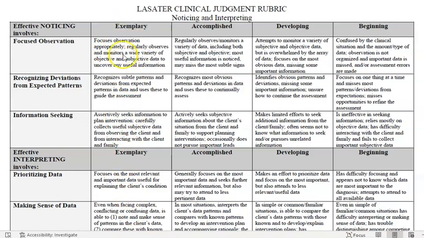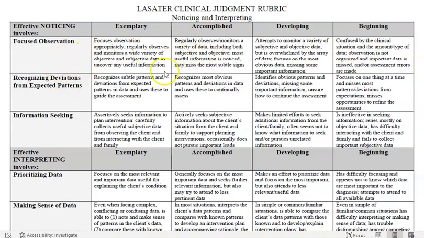Okay, the first row, this is exemplary. So this should not be there until they're nearing the end of orientation. And then over on the right hand side in this column, you'll see this is beginning. So this is just starting out. So with focused observation, in the beginning level: confused by the clinical situation, amount and type of data, observation is not organized and important data is missed and/or assessment errors are made.